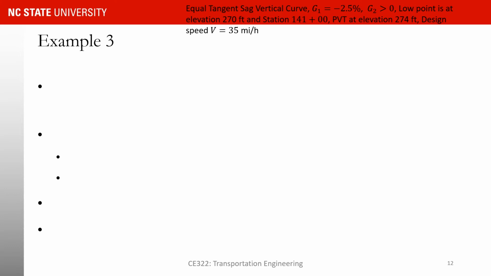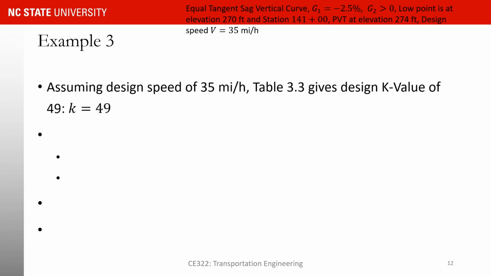So first thing that we want to do here is to find the K value, the design K value for this problem. So if you remember, table 3.3 gives us K values for different design speeds. So if you go to that table, you will find out that for the design speed of 35 miles per hour, the value of K is 49. So what we did was that we selected design speed of 35. We went to table 3.3 and we found the value of 49 for K.